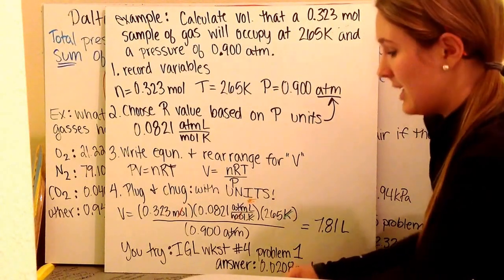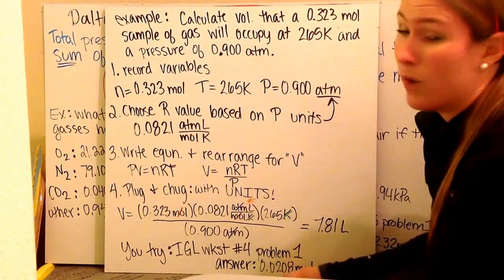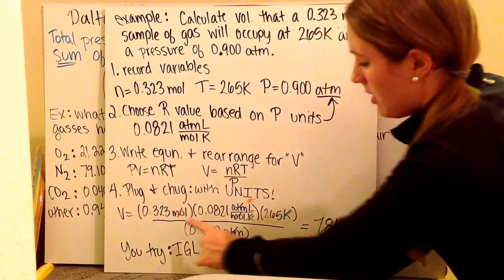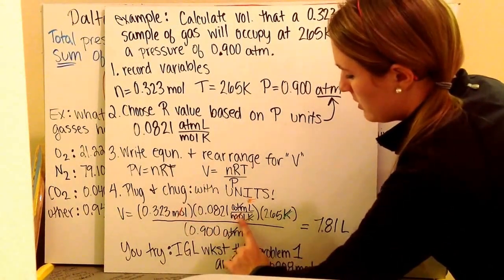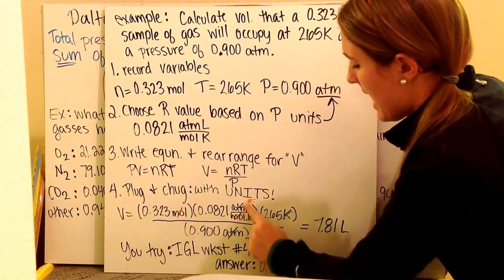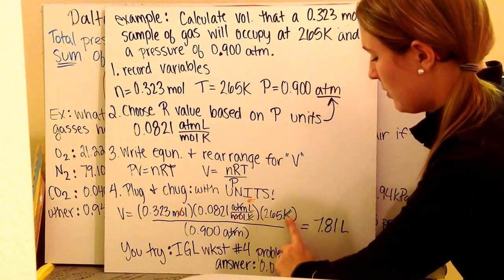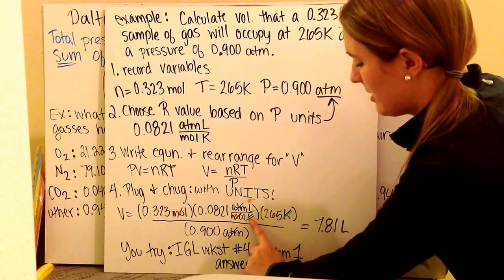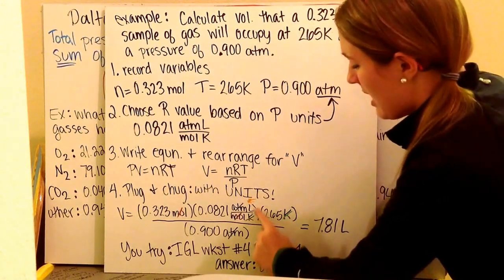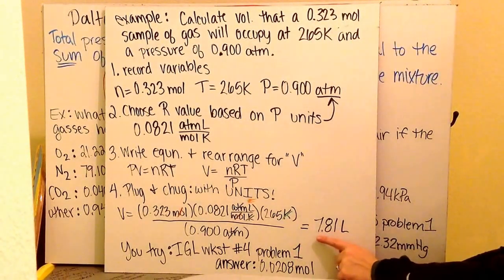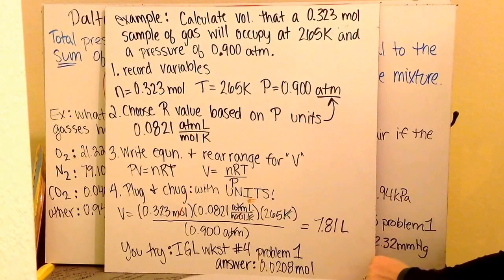I then go ahead and I cancel out my units to determine what are my final units on volume and to double check myself. My moles cancels out with moles in my R value. My atmospheres cancels out with atmospheres in my R value. My temperature units of Kelvin cancel out with my temperature units in my R value. And I'm left with liters. So I'm able to find that my gas has a volume of 7.81 liters.